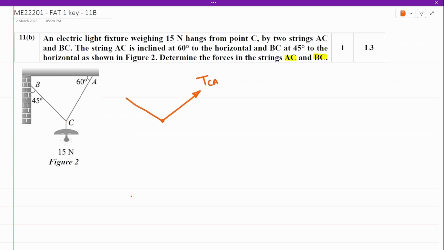And you have TCB. Along with this, you also have a weight which is 15 Newton. So if I consider what is the angle with respect to that, so TAC, you can see the angle is 60 degree with respect to x-axis, which means if I draw a horizontal line, so this is 60 degree. So the angle is 60 degree with respect to x-axis.